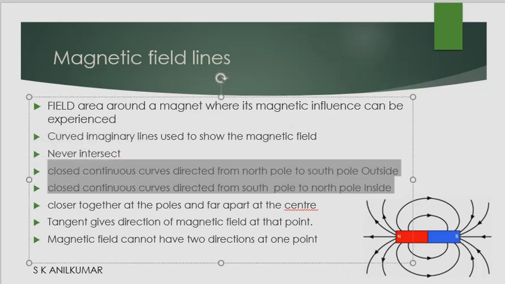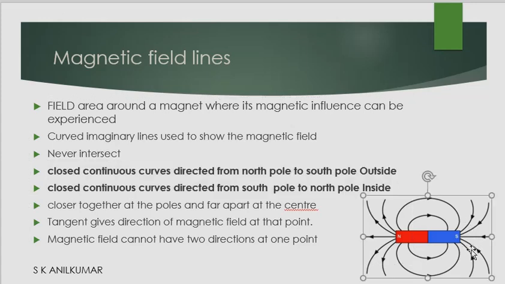Closed and continuous lines. They are closer together at the poles and far apart at the center. The tangent drawn to these imaginary curved lines will give the magnetic field at that point.